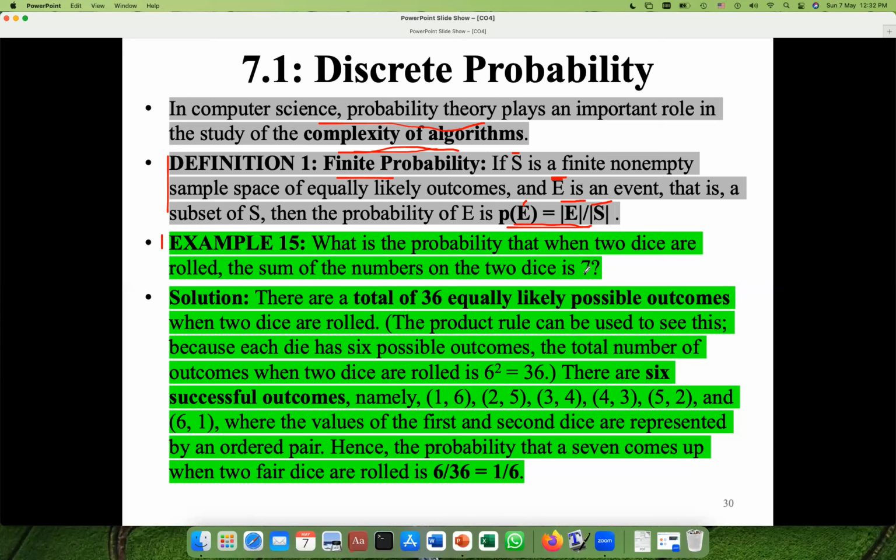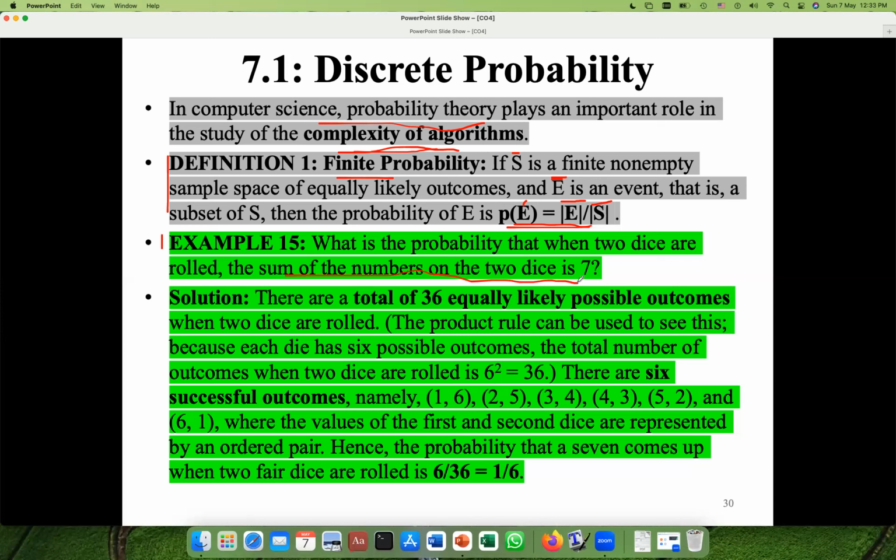So the total size of the space is now 36. Or you can say the total number of events in that space is 36. But what is the question? The sum of the numbers on the two dice is 7.